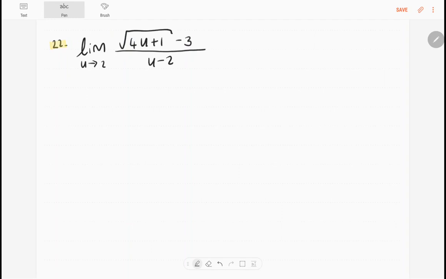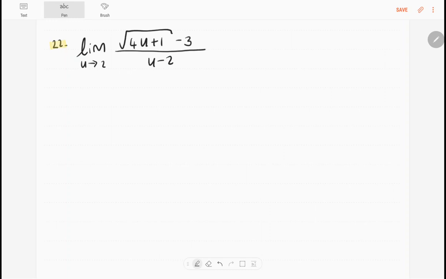Next, we are looking at number 22. So we have the limit as u approaches 2 of the square root of 4u plus 1 minus 3 over u minus 2. Once again, we can most definitely not plug in the 2 immediately. And why is that again? Well, we would get a 0 in the denominator. So we definitely want to try and get rid of that u minus 2 in the denominator again.